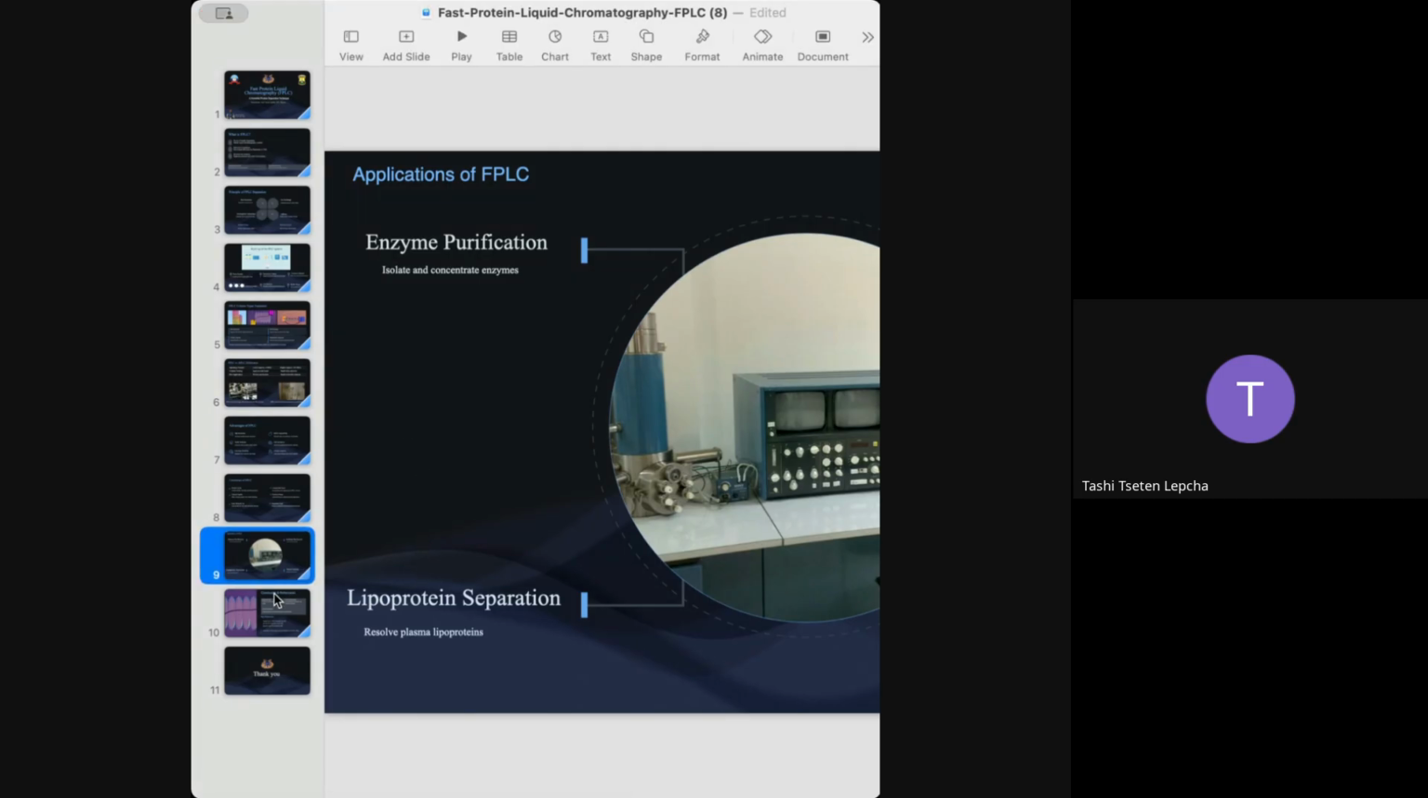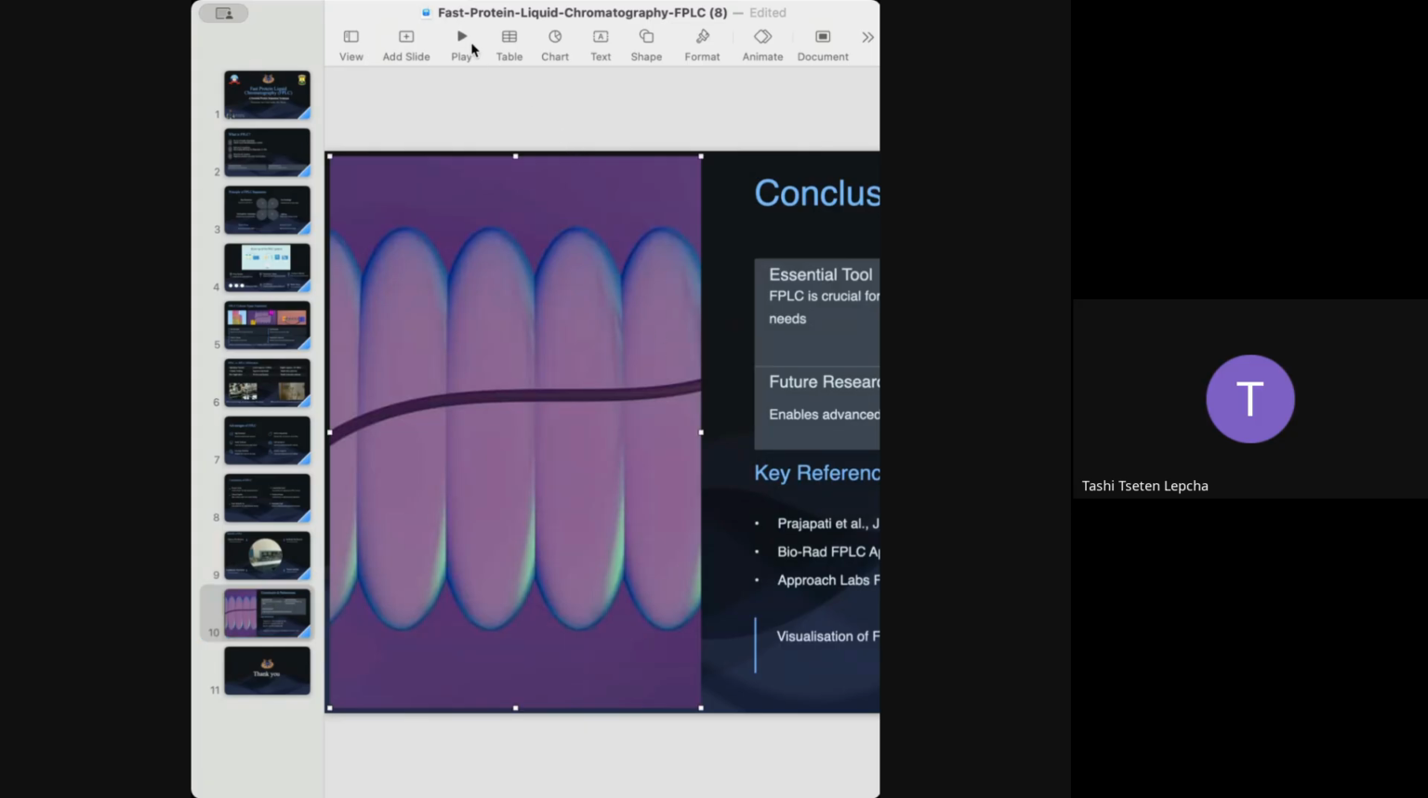So, to conclude, FPLC is an essential and powerful method for protein purification. It combines speed, accuracy, and gentle handling, keeping proteins in their natural active form. It's like the perfect balance between old and new techniques, smart, reliable, and easy to use. FPLC continues to support scientists in discovering new enzymes, antibodies, and medicines.